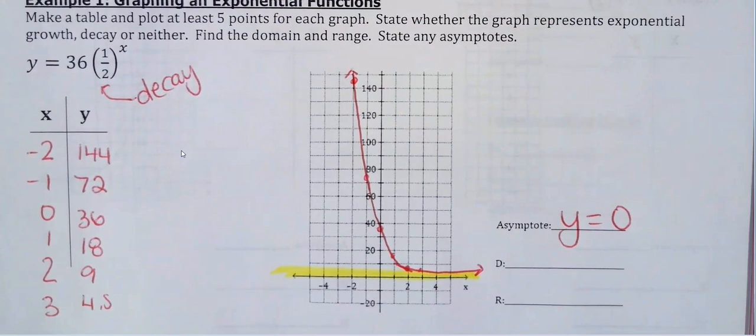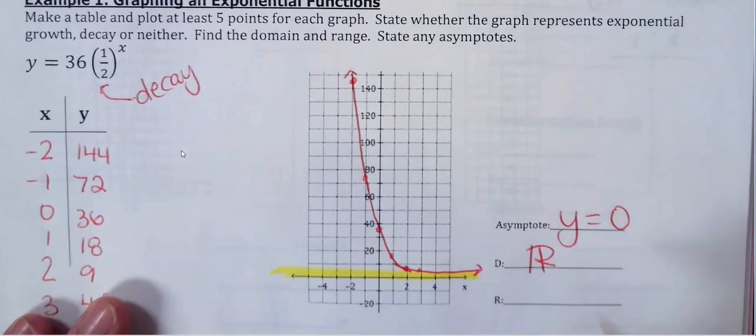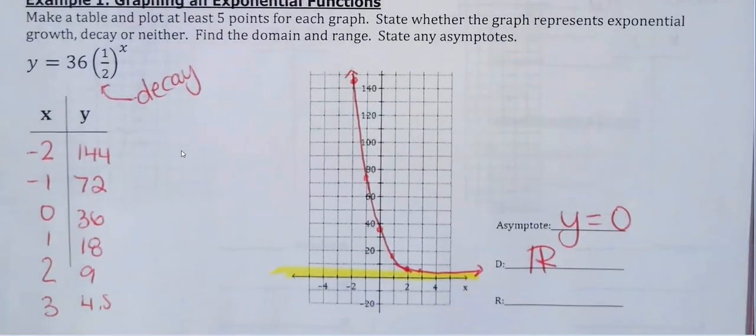Okay, is this the same domain as the previous graph or different? Same. It looks different on the graph, right? Decay starts up really tall and then gets down towards the x-axis really fast as it goes to the right, but it still does go left and right forever. So this domain, all real numbers, or if you want to do the interval, negative infinity to infinity.